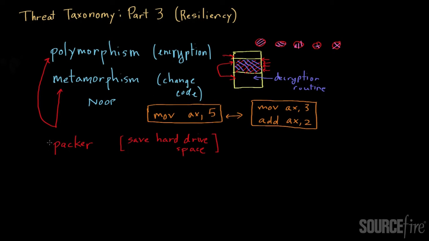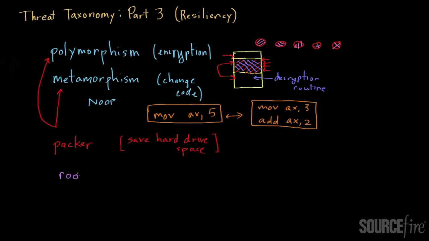Aside from hiding the contents of the file, malware authors can go one step further and try to actually hide the presence of that file on the system itself. The term that's used to describe that set of techniques is rootkit.